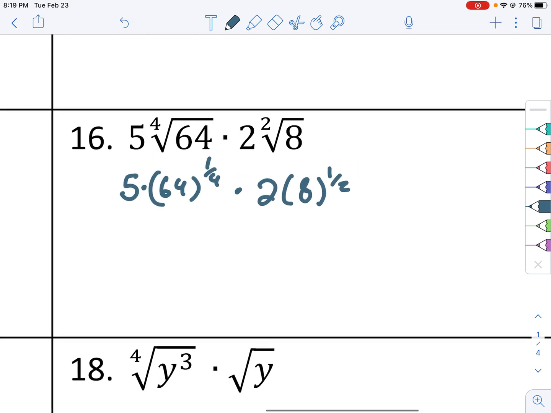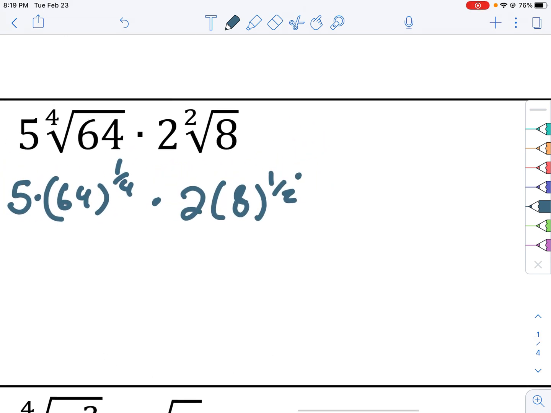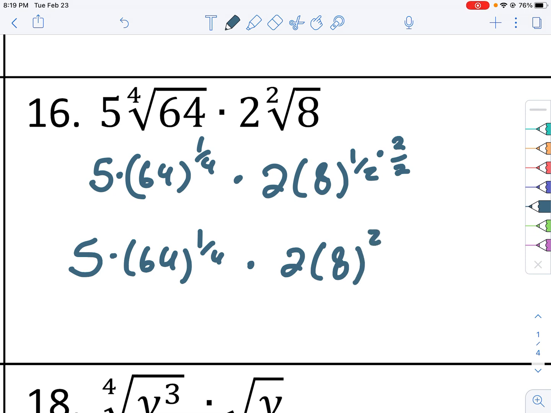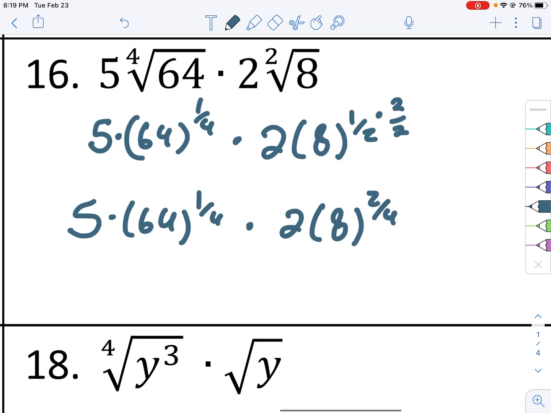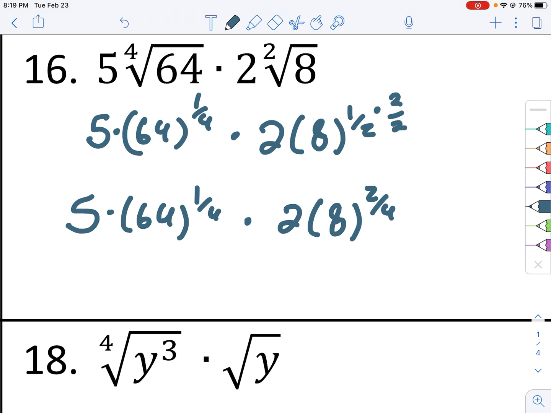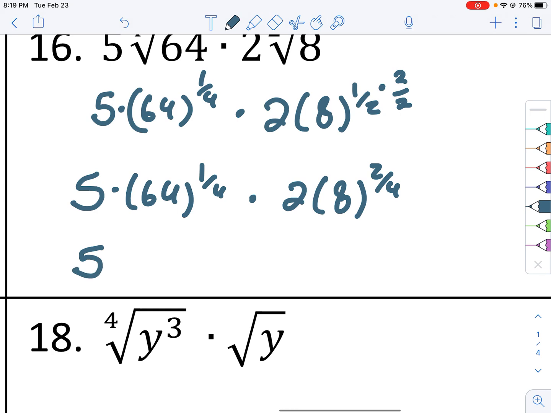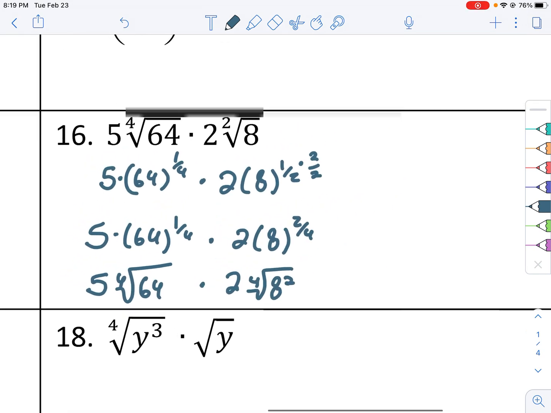All right? It's easiest to make that 1/2 into a over 4, so let's multiply by 2 over 2. So that gives us that same thing, 5 times 64 to the 1/4, multiplied by 2 times 8 to the 2/4. Well, 8 to the 2/4, that's 8 squared, so it's going to be 64, right? At this point, you could rewrite it into its radical form, so take it back to radical. 5 times the 4th root of 64, multiplied by 2 times the 4th root of 8 squared.